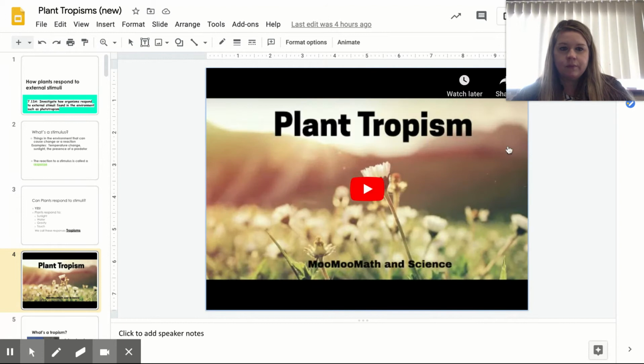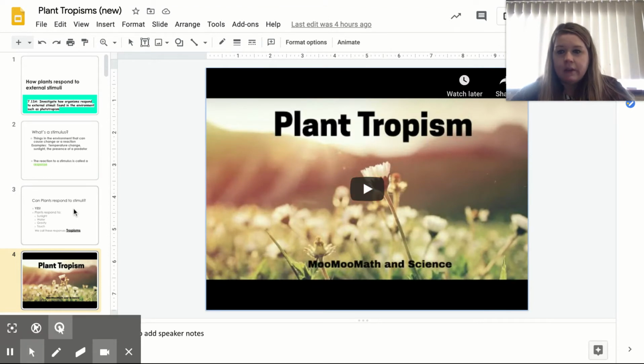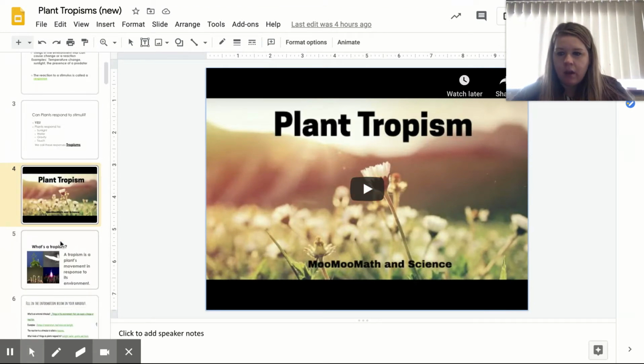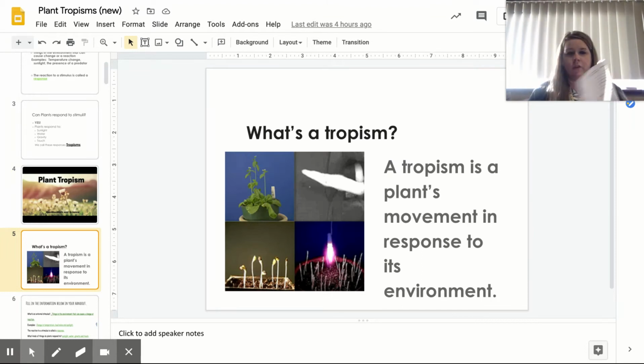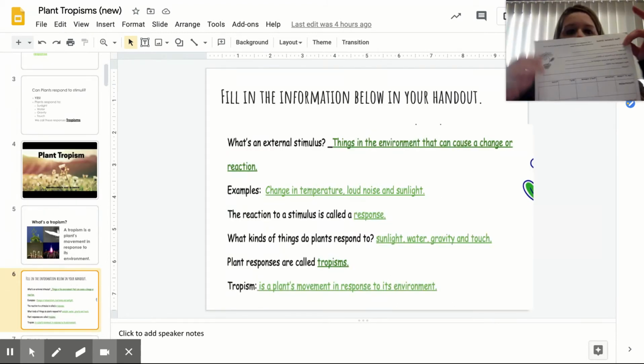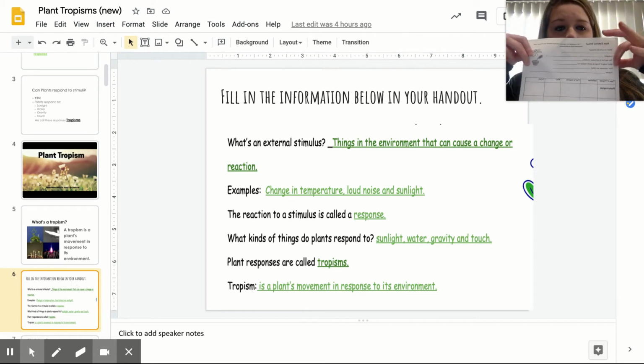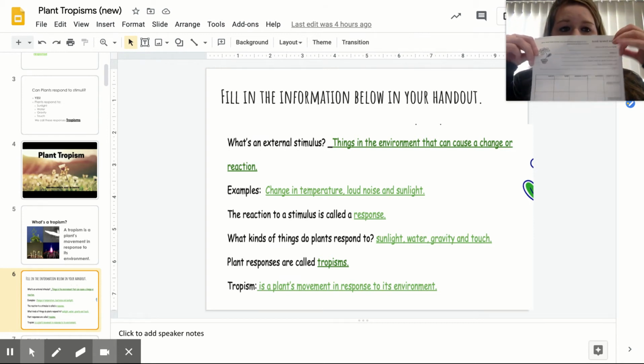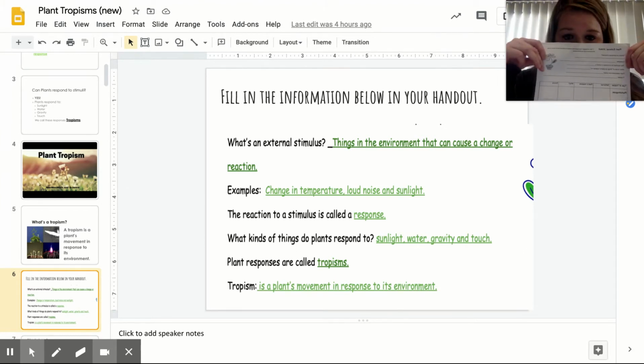Okay, so what is a tropism? A tropism is a plant's movement in response to its environment. Okay? So this top part right here, you should have this part filled out. Check your answers with mine. If your answers do not match mine, you need to change your answers. It's this top part right here.